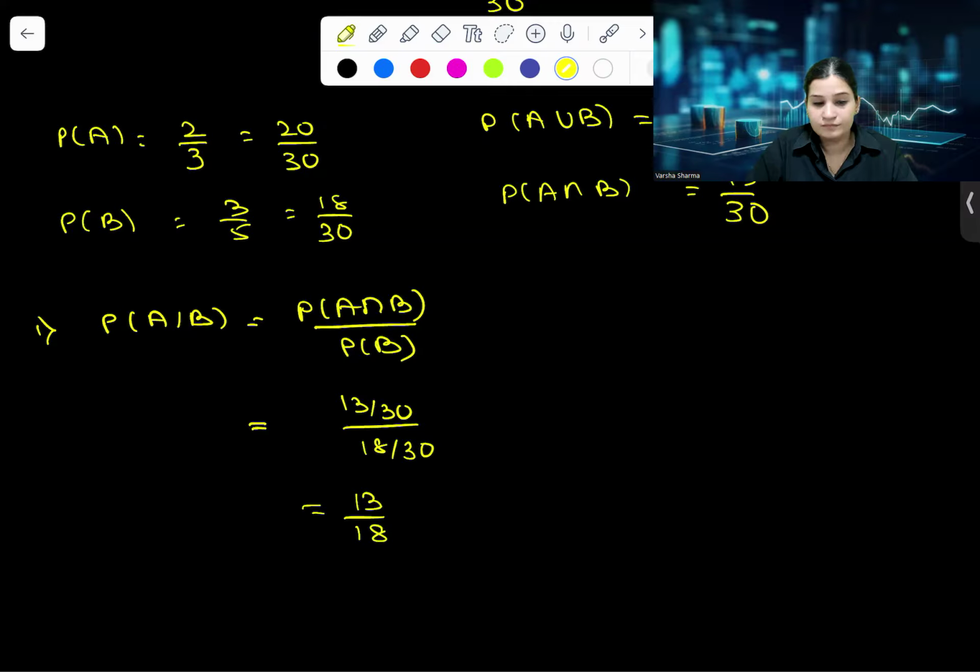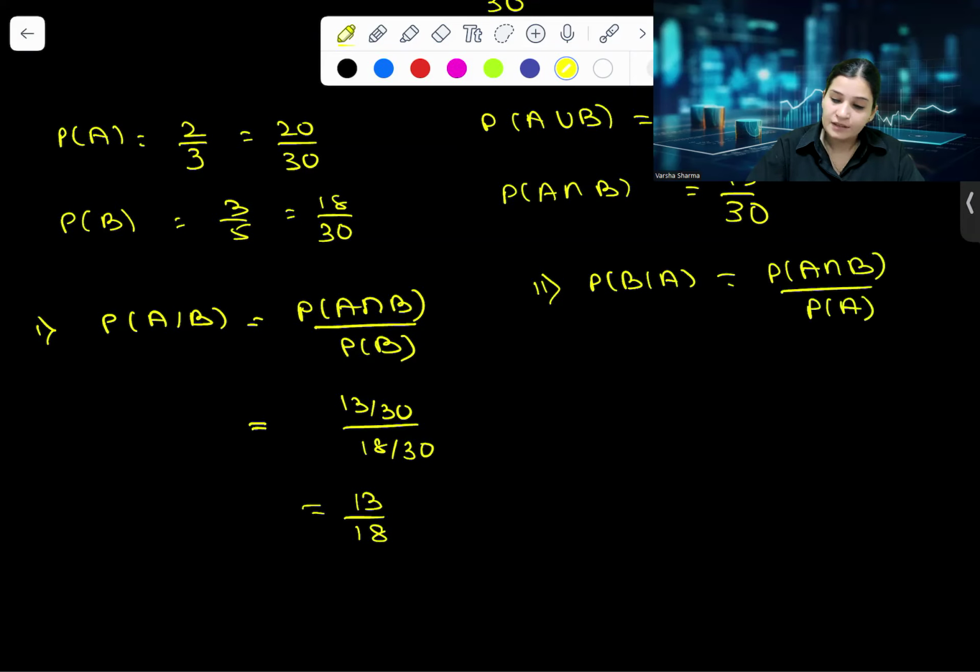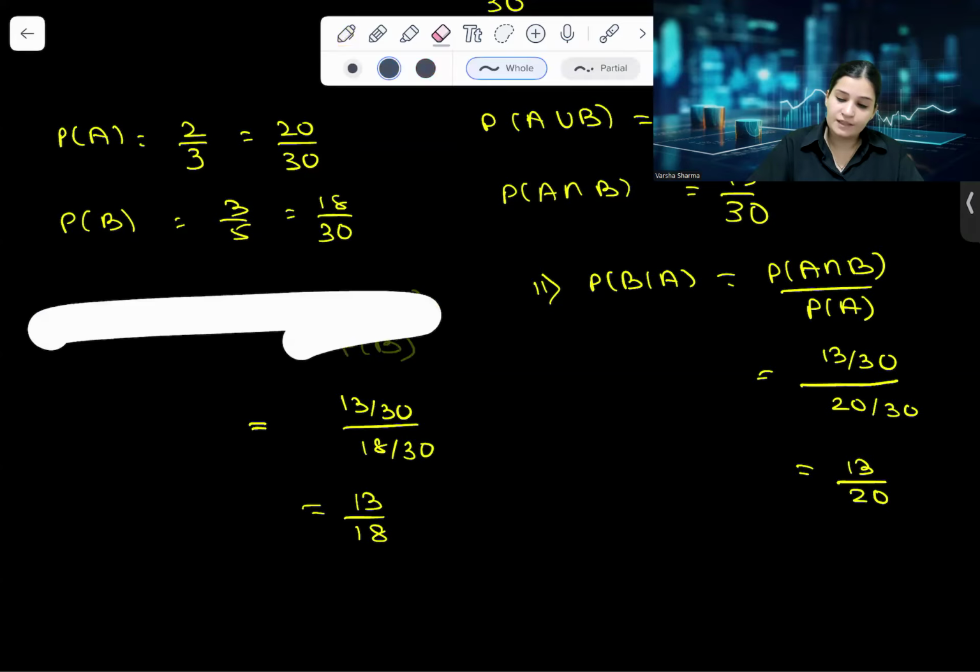Yes, ma'am. All of you clear? Yes, ma'am. Next, number 2. Probability B given A. Intersection by A. Intersection 13 by 30 divided by A 20 by 30. So 13 by 20. Yes, ma'am. The third one.